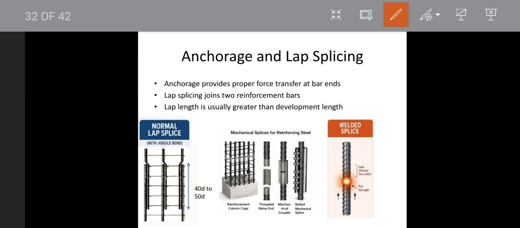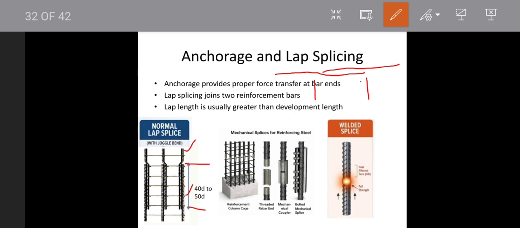So lap splicing means we will take one bar like this and bend it in this shape, and take another bar and bend it in this shape, because here if you see, we have a small groove and it is bent like this. This particular region is 40 to 50 times the larger diameter of the bars combined together. Here, the center of gravity of the bar at the top and the center of gravity of the bar at the bottom will be in the same line. So we need to bend the bar in such a way that the center of gravity of both the bars is aligned in the same vertical line. So this is the normal lap splice.